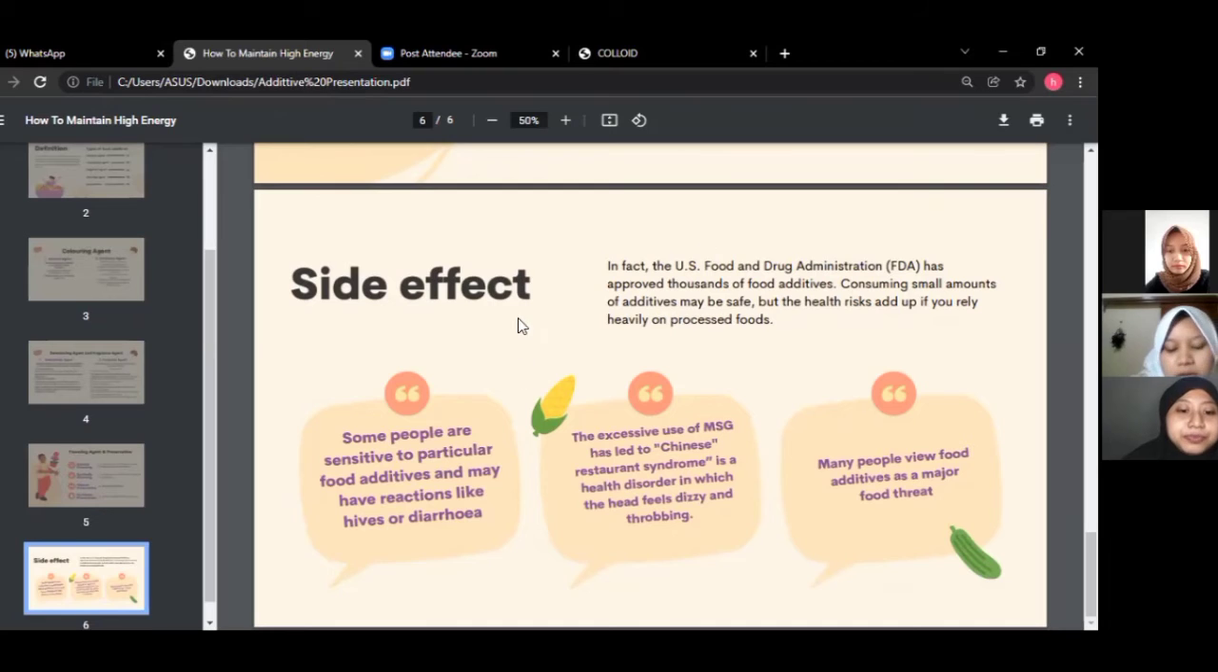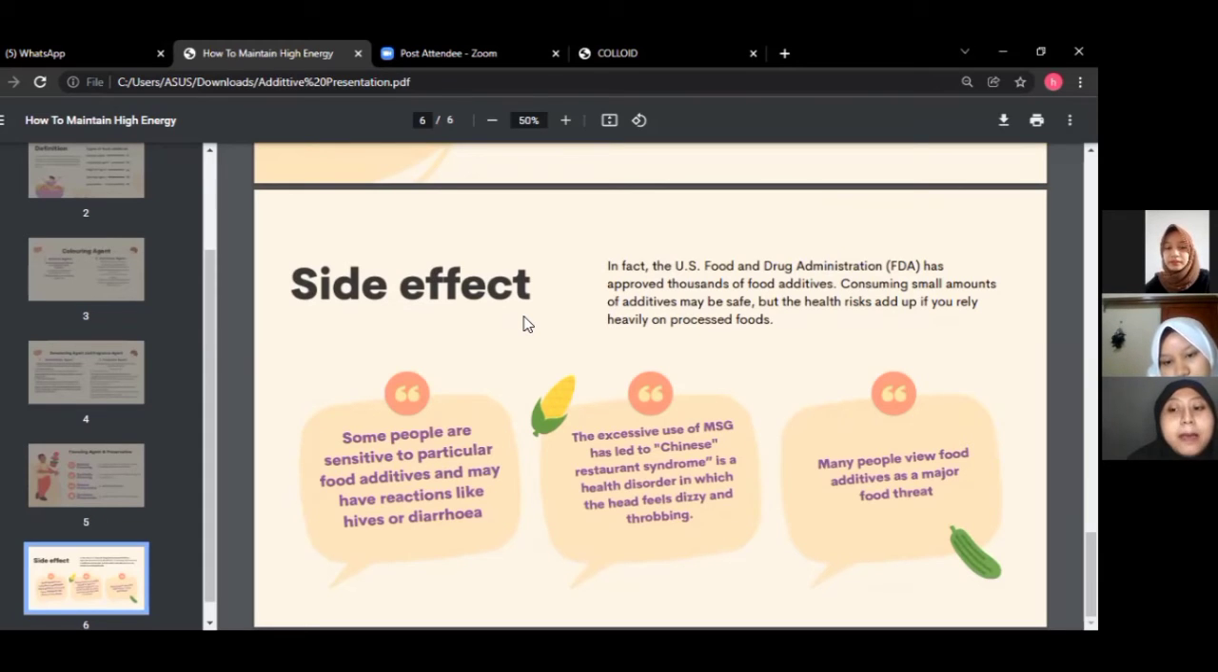So first, the side effect is that some people are sensitive to particular food additives and may have reactions like hives or diarrhea. The second is the excessive use of MSG has led to Chinese restaurant syndrome. It's a health disorder in which the head feels dizzy and throbbing.